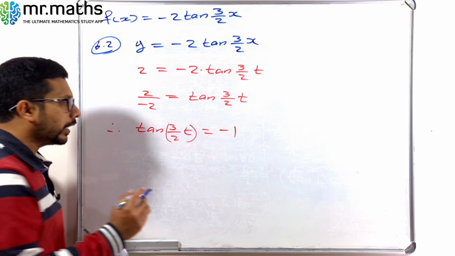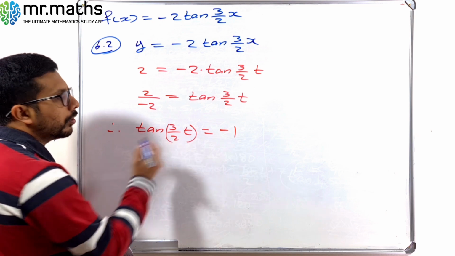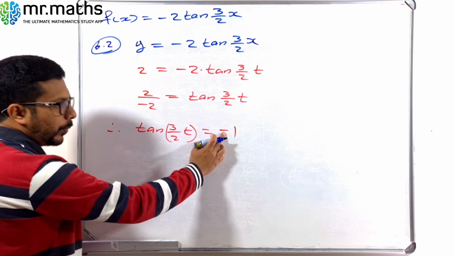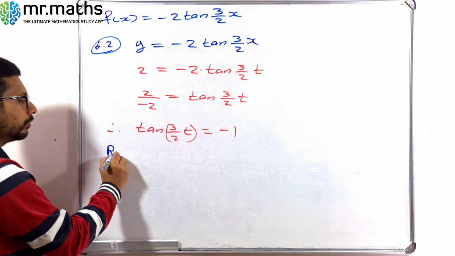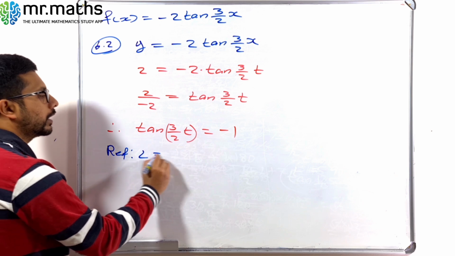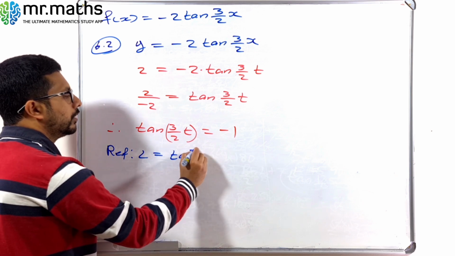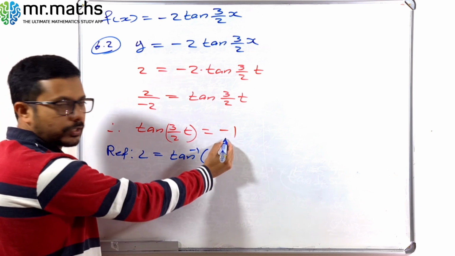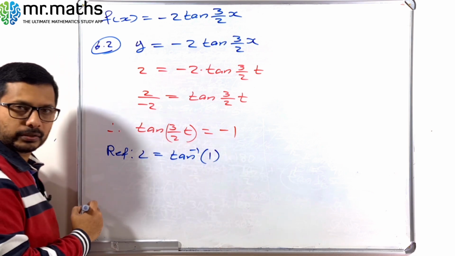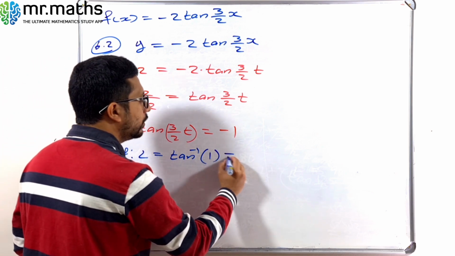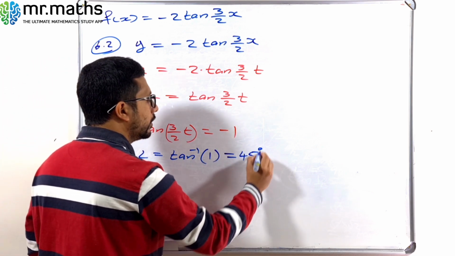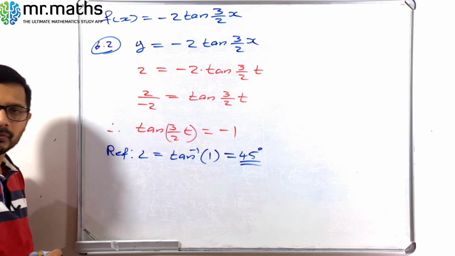So from there what you have to do is find the reference angle. Since it is minus, you have to find the reference angle. So what is the reference angle? Reference angle is equal to tan inverse of, avoid this minus, 1. You know how to find the reference angle. So tan inverse of 1, that is 45 degrees. So the reference angle is 45 degrees.